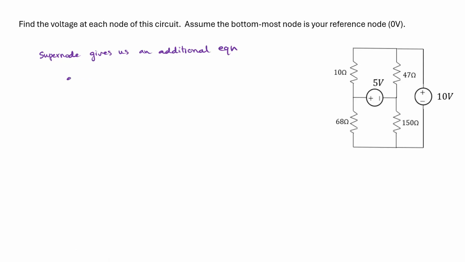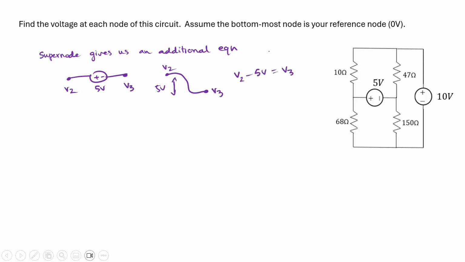As we drew, we know we have our node V2, our 5-volt source, and then our node voltage V3. So we can say that V2 is sitting 5 volts higher than V3. Therefore, V2 minus 5 volts equals V3. This is the second equation that we need in order to solve for our voltage V2 and V3.